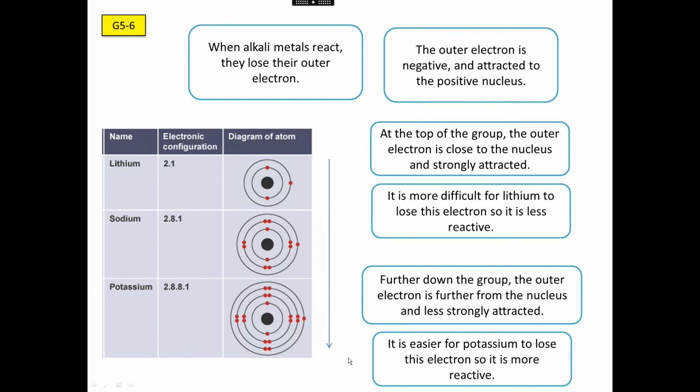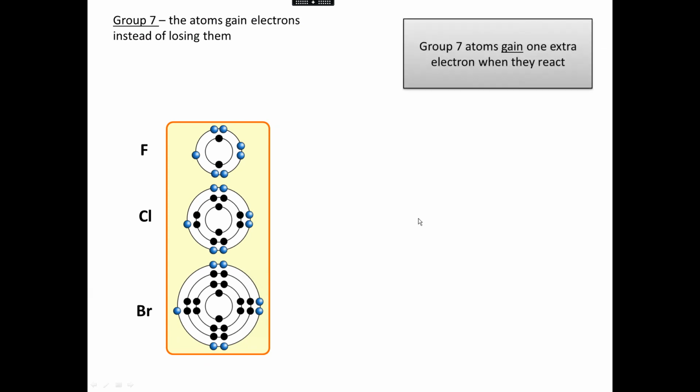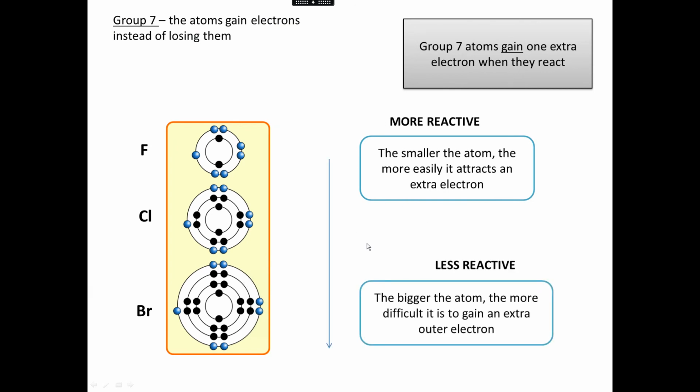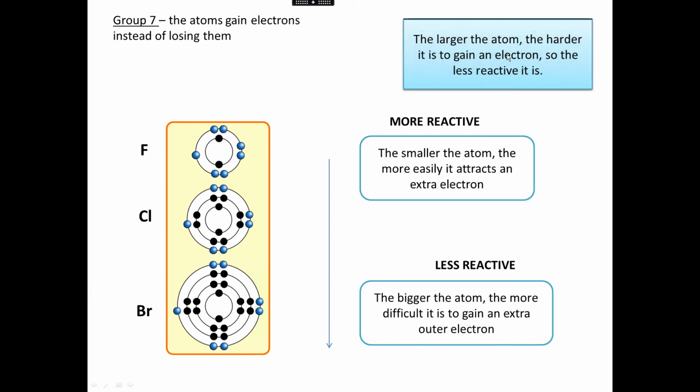Okay, then blue, comparing that to group 7 and group 0. So in group 7, it's the opposite way around. They gain an electron when they react. The smaller the atom, the more easily it attracts the outer electrons. But as you move down the group, the atoms get bigger, the outer electrons are further from the nucleus, more difficult to attract an electron, therefore it makes them less reactive. So the larger the atom, the harder it is to gain an electron in group 7, so the less reactive it is as you move further down the group.